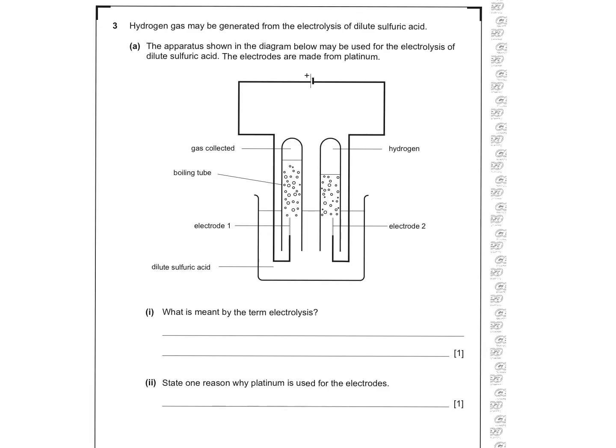On to electrolysis, which you would have covered in year 12 or form 5. What is meant by electrolysis? That's just the decomposition of a liquid using electricity. One reason why platinum is used for the electrodes, that's because they are inert. Or you could, I suppose, also say they're very good conductors of electricity. That's another reason why platinum is used, or graphite as well.